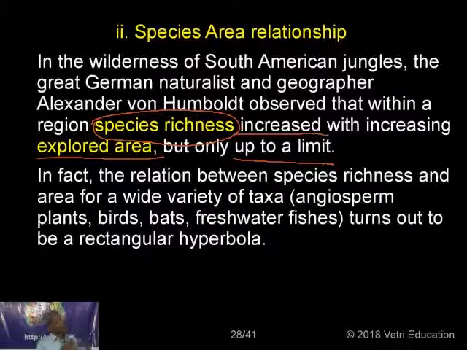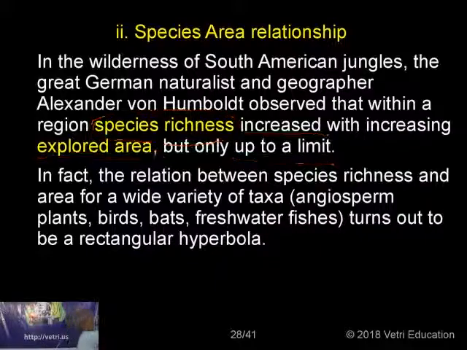So the more the area explored, the more the richness, but it has a limit. It is only up to a limit. After that it will be only a repetition. In fact, the relation between species richness and area for a wide variety of taxa turns out to be a rectangular hyperbola. These taxa include angiosperms, birds, bats, freshwater fishes, etc.